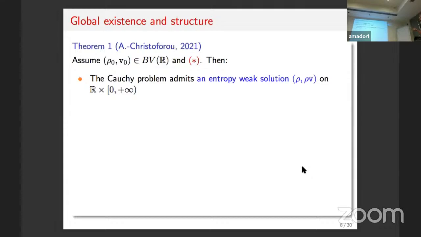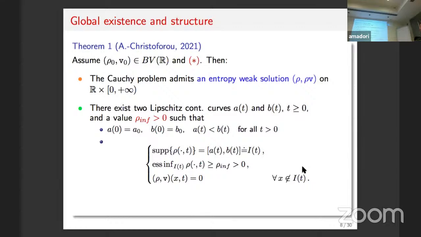Okay, under these conditions, what we have is that the Cauchy problem admits an entropy weak solution on the half plane t larger or equal to 0. And also we have a structure of the solution, and we can establish that there exist two Lipschitz continuous curves, A of t and B of t, which are the left free boundary and the right free boundary, and a value rho inf positive, where our solution rho will be supported in this interval at every time t. So at every time t, the support of rho is this interval A of t, B of t, and rho is 0 outside this region.